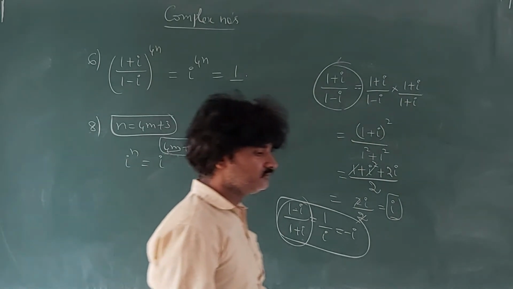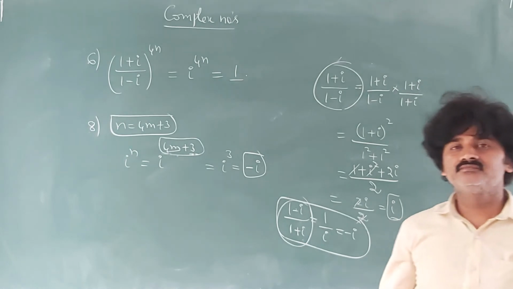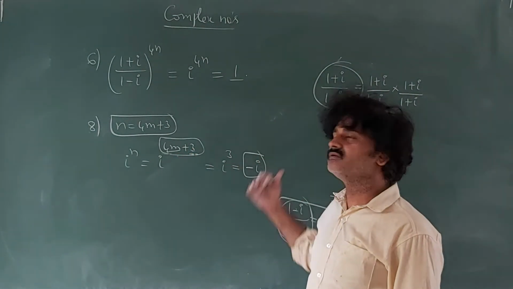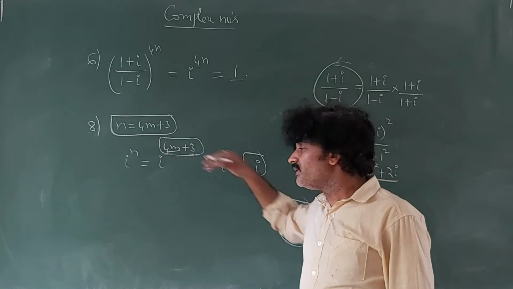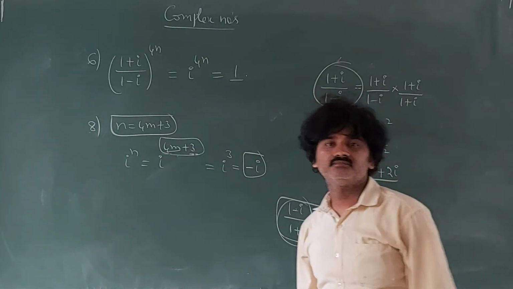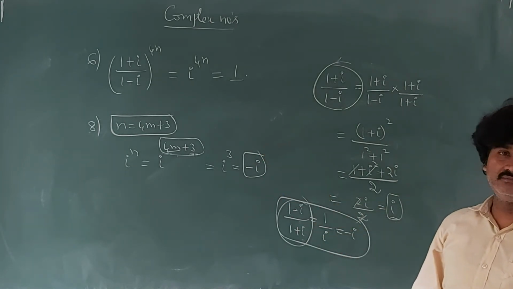Let's take the problem. Very small question. This is only the shortcut I gave. Suppose i power 4n plus 2 is there, then it is i squared. i power 4n plus 1 is there, then it is i power 1. That's it. Whatever I said, that only they gave in general.